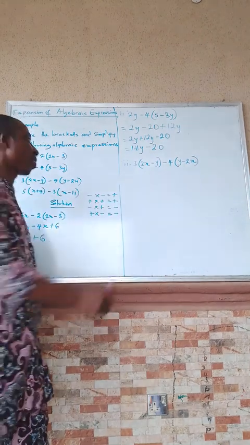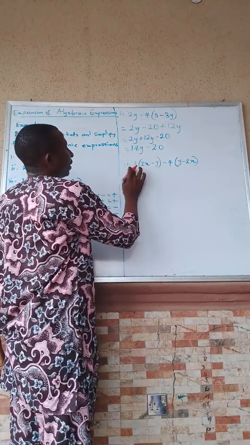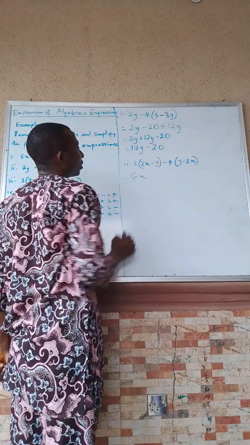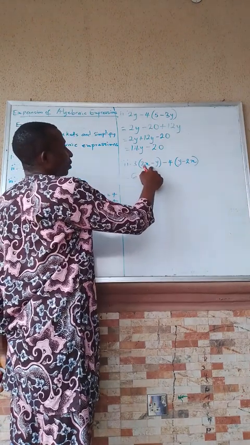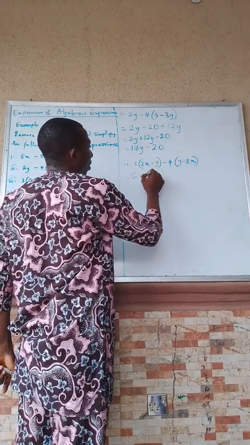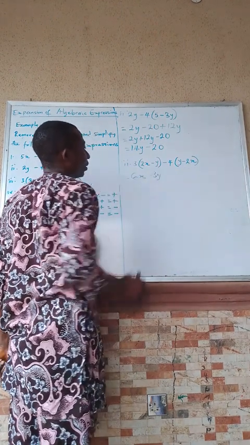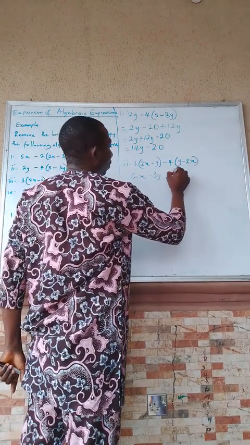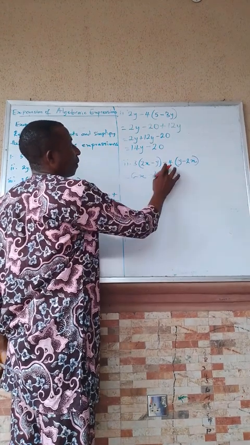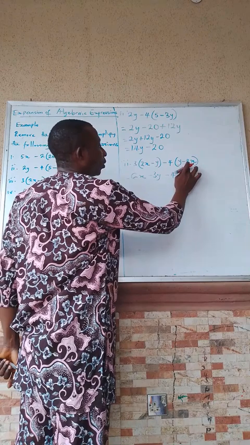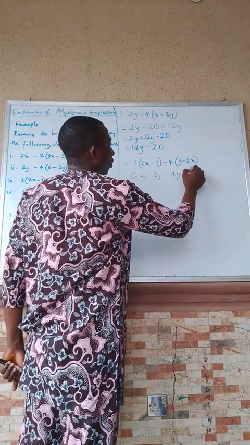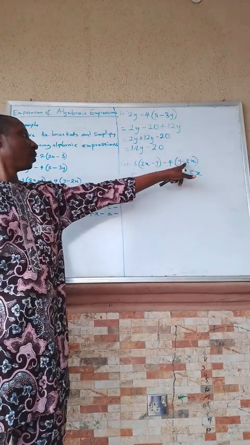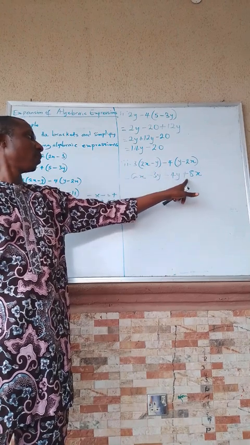Now let's do that. We have 3 times 2x. That gives you 6x. Now 3 times minus y. That gives you minus 3y. And then you use this to multiply this. That gives you minus 4y. Now minus 4 times minus 2x. That gives you plus 8x. Don't forget, be careful with the sign. Minus times minus is plus.